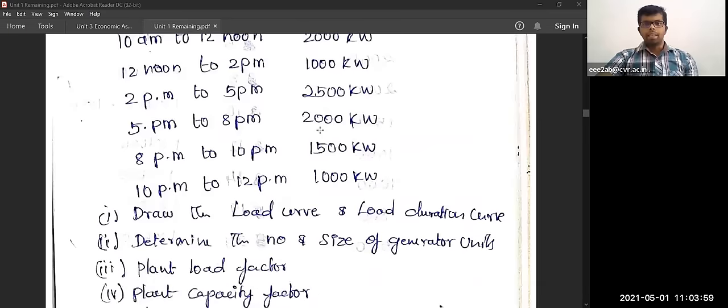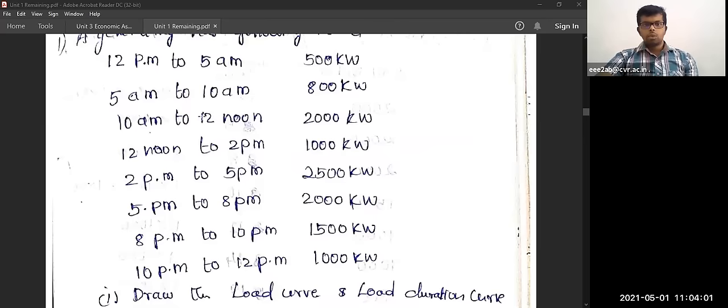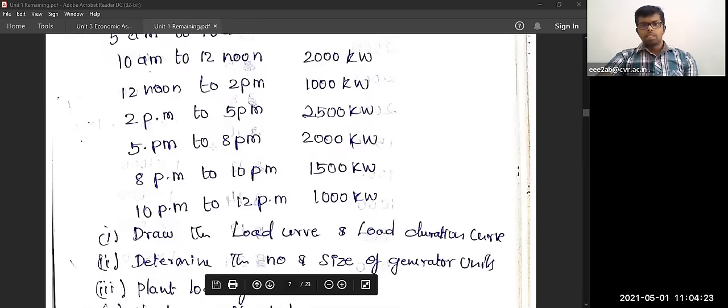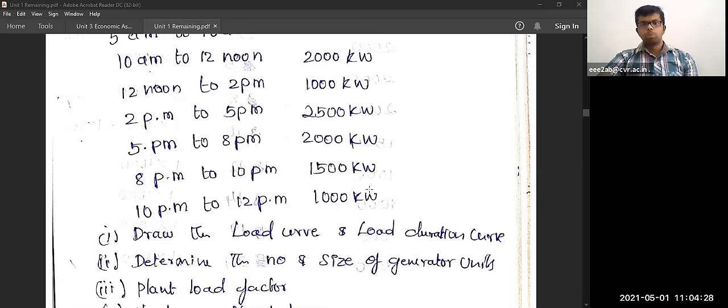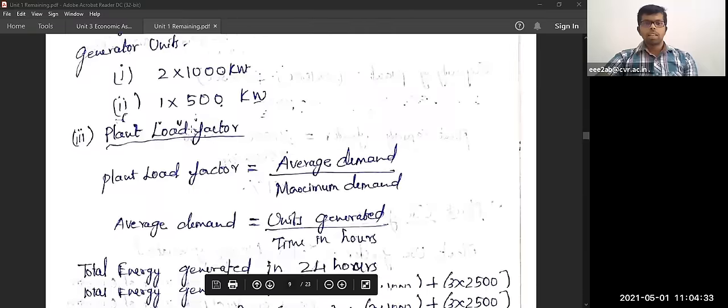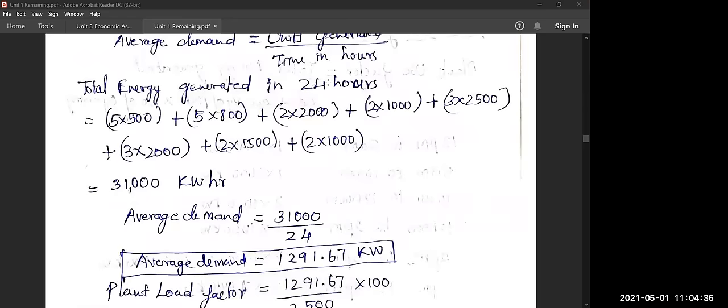So 5 into 800 plus, here 10 to 12, so 2 hours, 2 into 2000, plus again 2 into 1000, plus 2 to 5 means 3, so 3 into 2500, plus 5 to 8 is 3, so 3 into 2000, plus 8 to 10 is 2, so 2 into 1500, plus 10 to 12, again 2, so 2 into 1000. Like that, we have to add so that we can get the total energy generated in 24 hours.